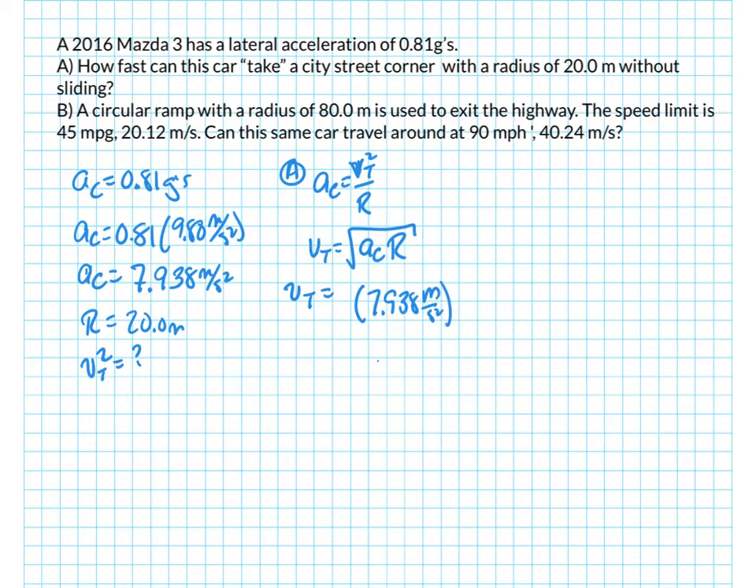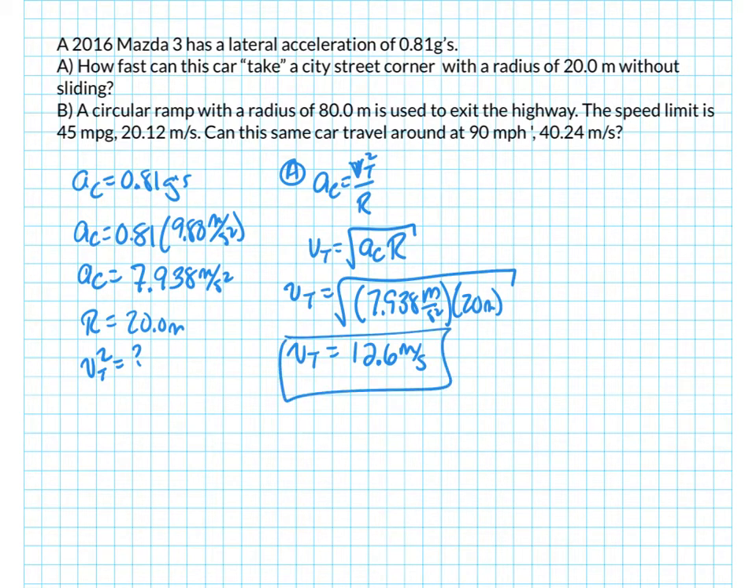Remember, you can't use Gs, got to use our SI units. And the radius was 20 meters. All that's under the square root. So the tangential velocity in this case is going to end up being, quick little calculation here, 12.6 meters per second. So a little more than 25 miles per hour. That's how fast, the maximum it could go under ideal circumstances. Nice, clear, dry road, nothing on the road, perfect situation. Like that's going to happen.